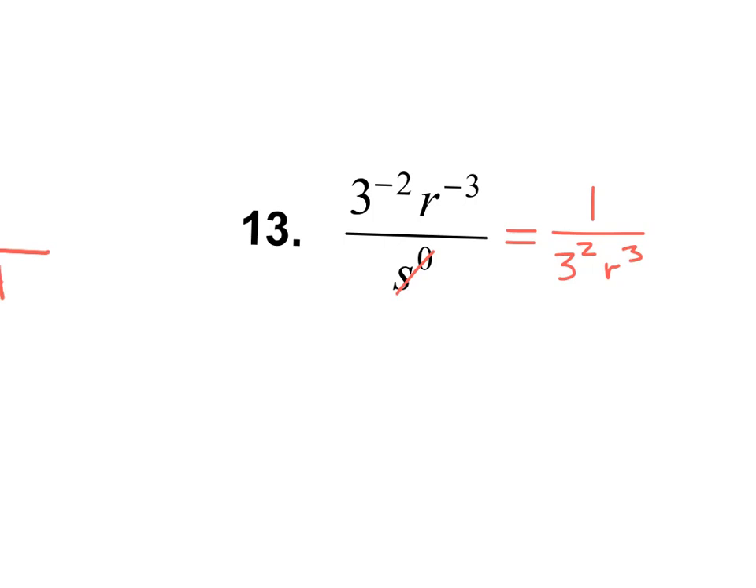So that answer has one more step of simplifying. Remember, we don't ever like to just leave numbers like that. So 3 squared turns into 9. So my final answer here would be 1 over 9 r to the third.